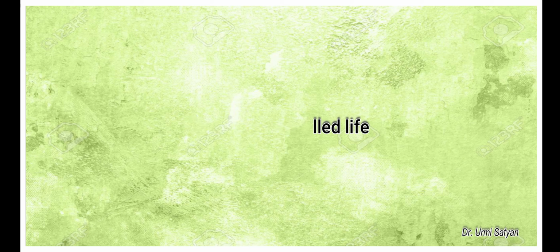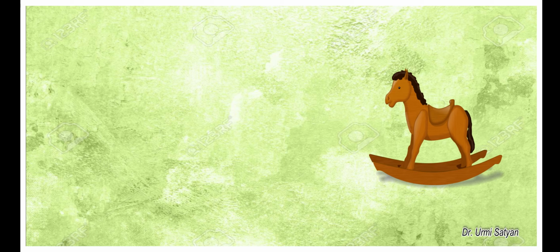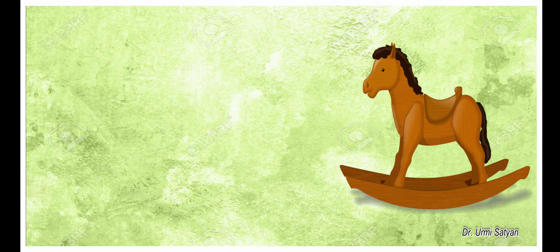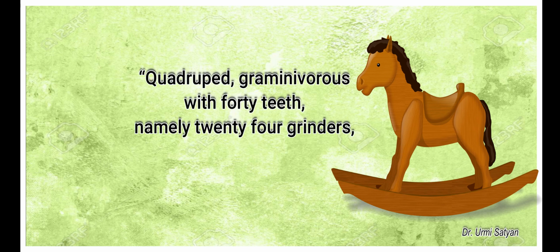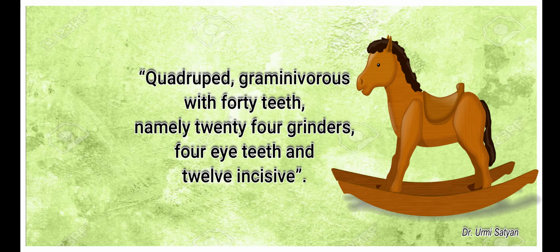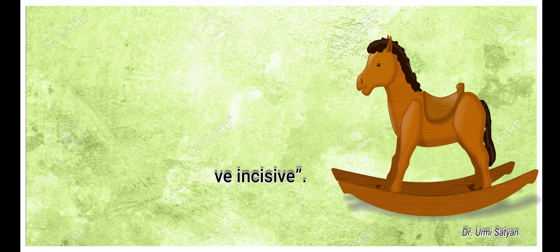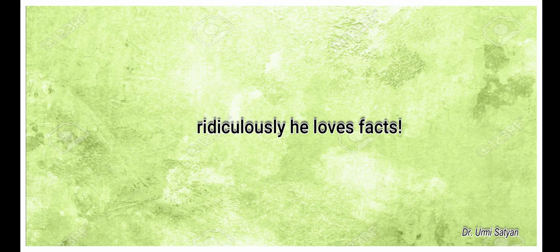The plot of the novel revolves around Thomas Gradgrind, a retired wealthy merchant who is extremely rational by his temperament and action. He loves facts and nothing else. According to his rationalism, it is not sufficient to recognize a horse only as an animal, but it must be defined more precisely as a quadruped, graminivorous with 40 teeth, namely 24 grinders, 4 eye teeth, and 12 incisive. How ridiculously he loves facts.